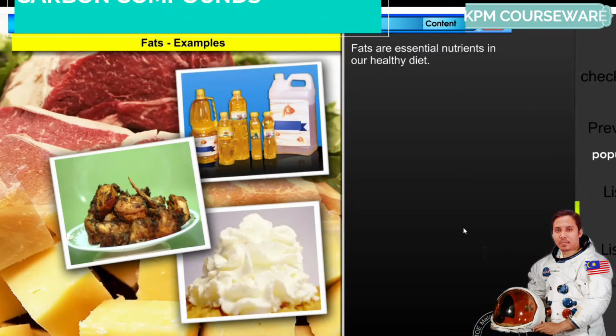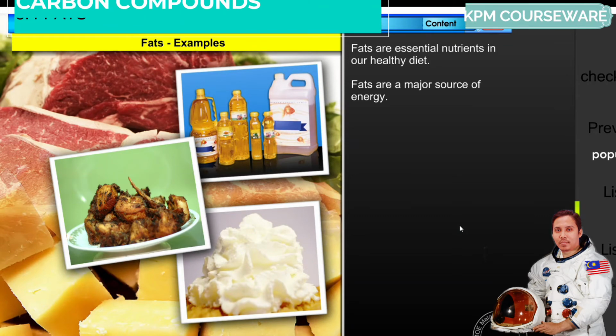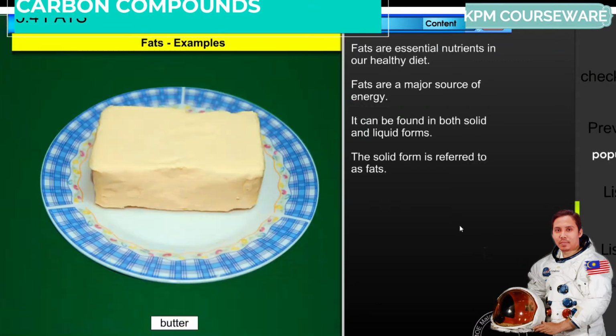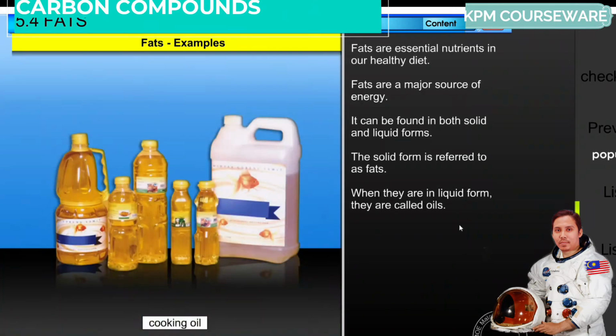Fats are essential nutrients in our healthy diet. Fats are a major source of energy. It can be found in both solid and liquid forms. The solid form is referred to as fats. When they are in liquid forms, they are called oils.